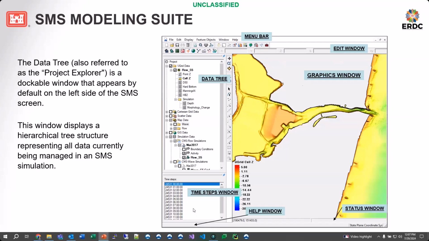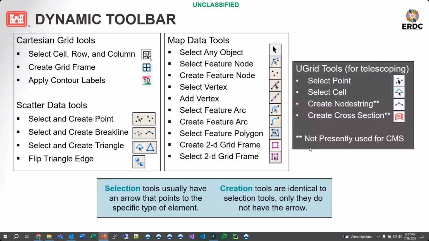When you add in solutions, you'll have a time stepping window so you can actually step through each individual time for your output and then be able to see what's going on through that time. There's a help window, status window. I'm not going to go into a lot of detail here. I will cover a few of these toolbars and some of the pieces that we use for the most part.